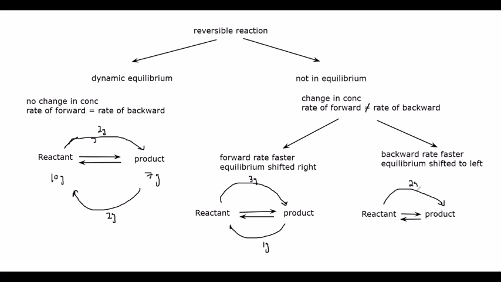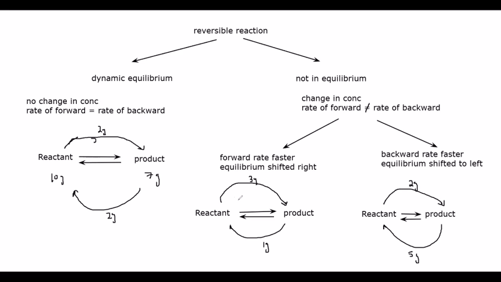if 2 grams of reactant are forming a product and 5 grams of a product is forming back the reactant, which rate is faster? This is not in equilibrium because the speeds are not the same for forward and backward. The backward is faster. So if the backward rate is faster, we also say equilibrium shifted towards the left hand side.